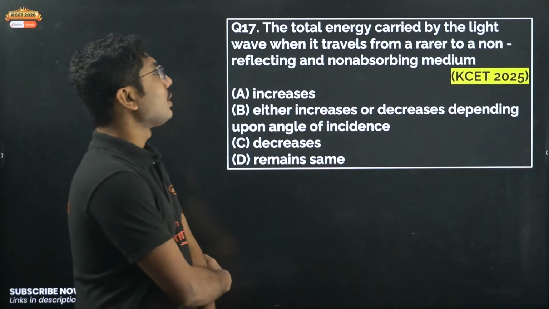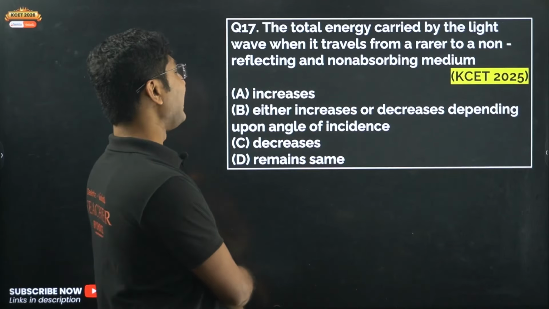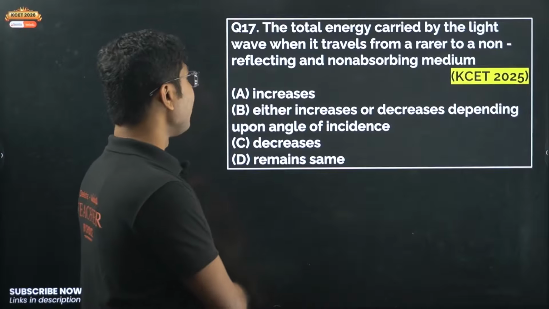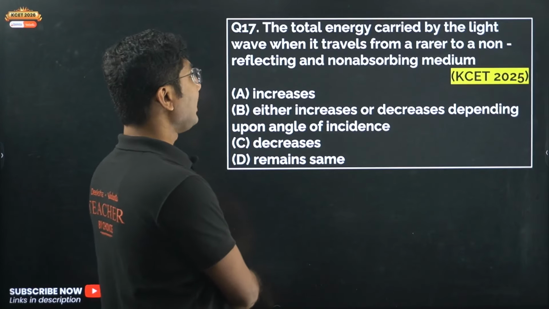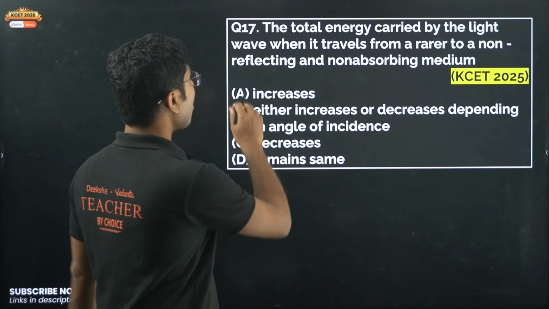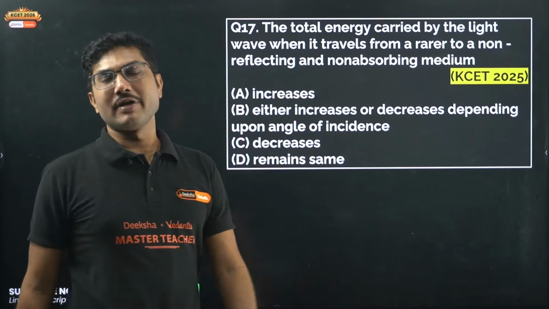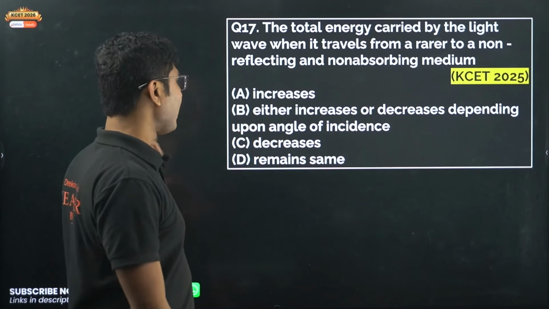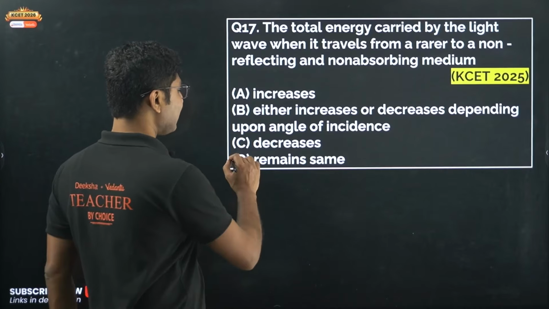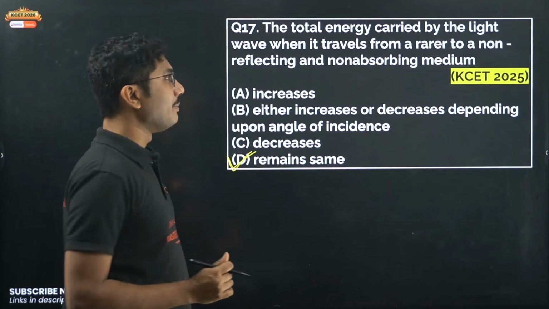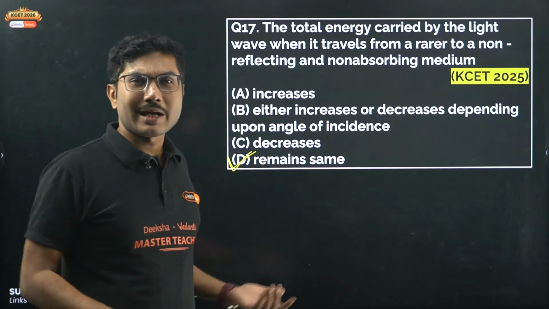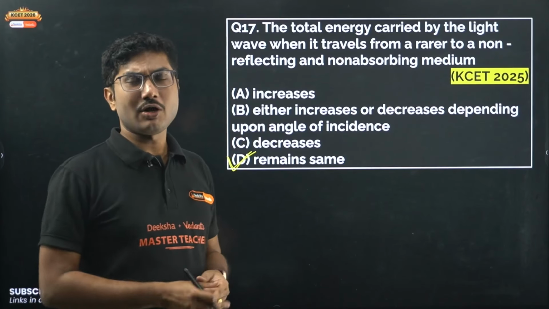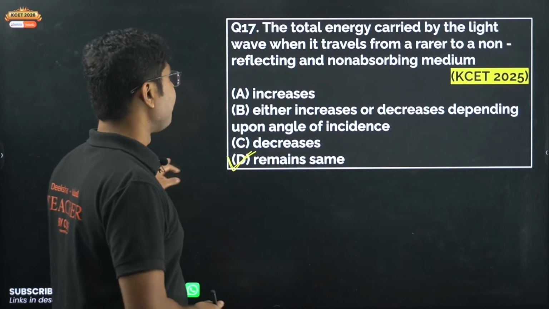Next, the total energy carried by light wave when it travels from a rarer to a non-reflecting and non-absorbing medium. Okay, non-absorbing, non-reflecting medium, the energy should remain constant. Energy should remain the same, because if it is not absorbing, not reflecting, that means total energy must be conserved. That is the conservation of energy.